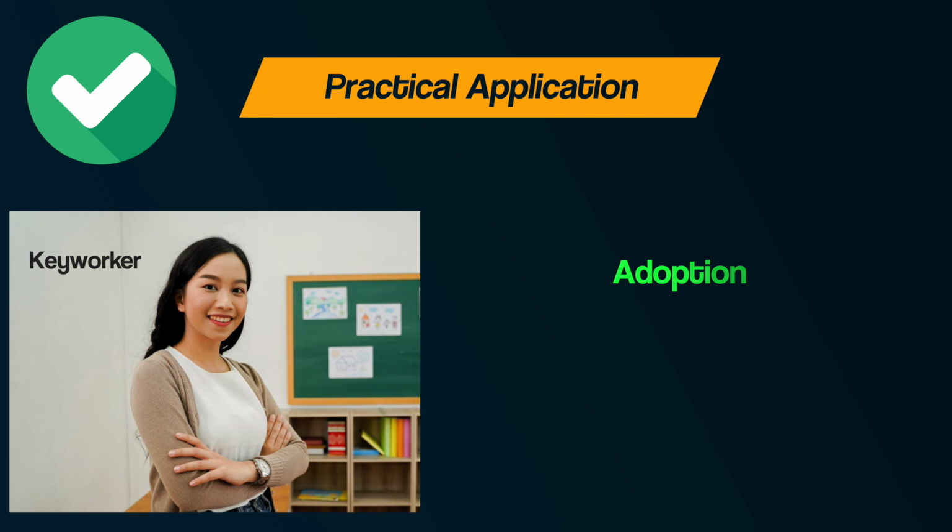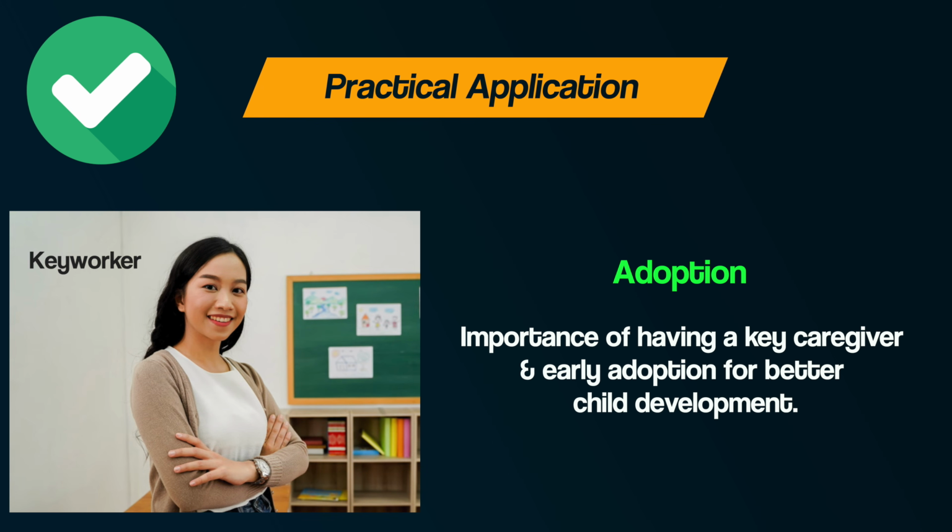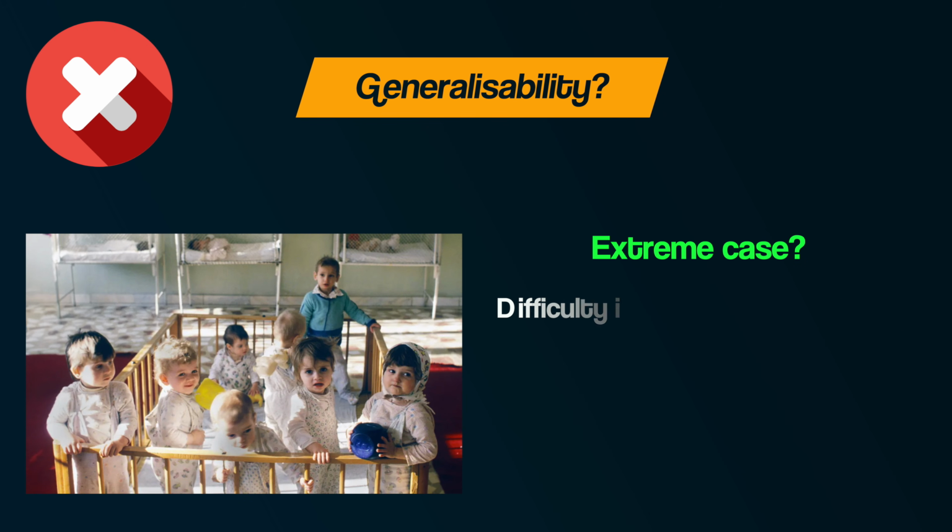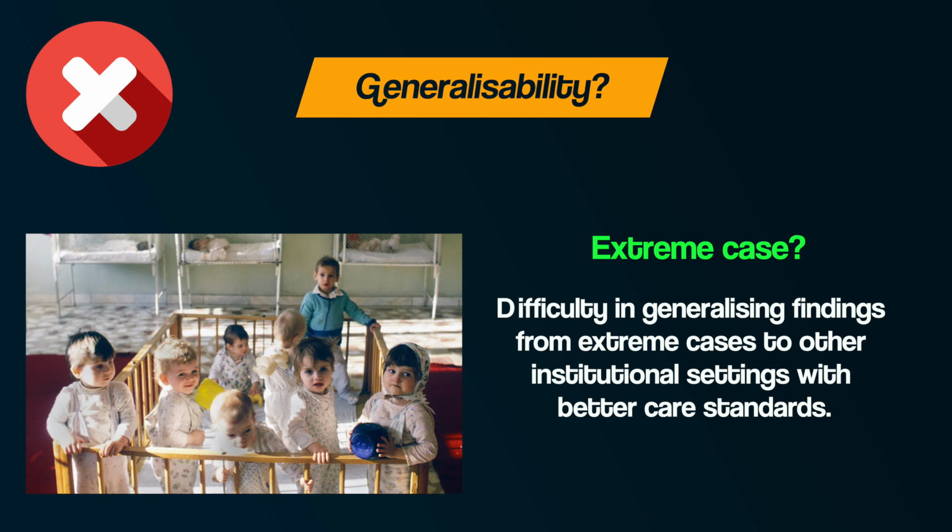Research on institutionalization has practical applications, such as the importance of having a key caregiver and early adoption for better child development. However, a limitation of the research is the difficulty in generalizing findings from extreme cases in Romanian orphanages to other institutional settings with better care standards.